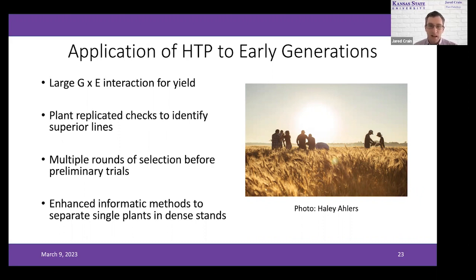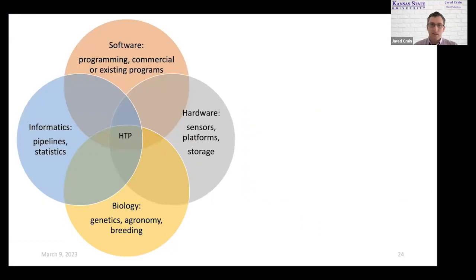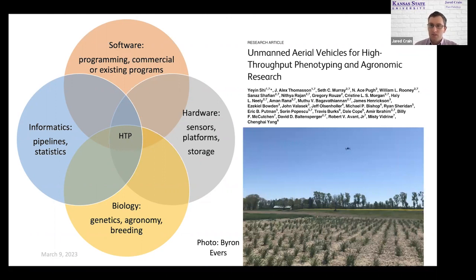And of course, enhancing informatic methods is essential. When I think about high throughput phenotyping, it's a combination of software, hardware, biology, and informatics. This area is continually improving, from using commercial software to developing pipelines to handle the data. And it's very much a team effort. This is an article by Dr. Shi at Texas A&M. I just want to highlight that they looked at multiple crops, but they had several objective teams to implement this high throughput phenotyping. It quickly becomes an effort that takes more than one person or one lab to implement in a real-time fashion.